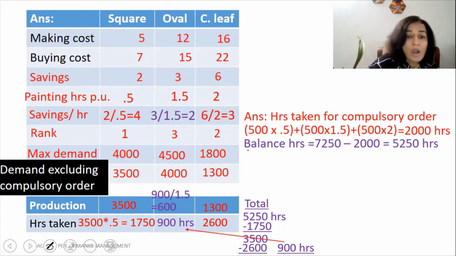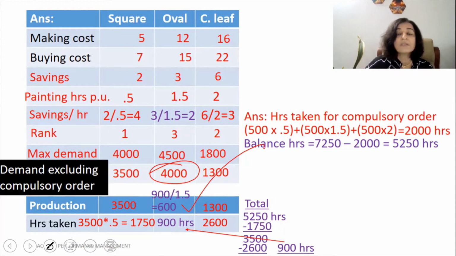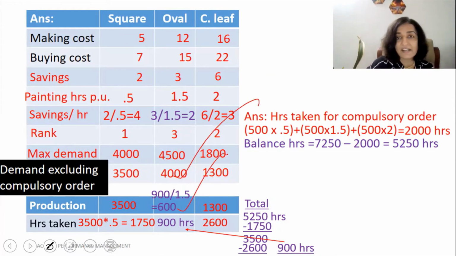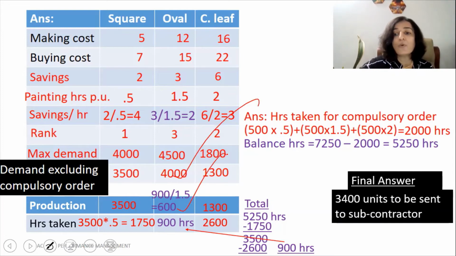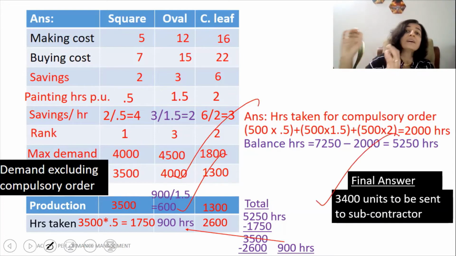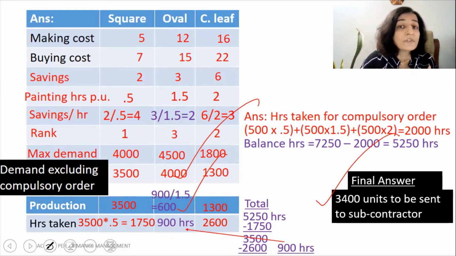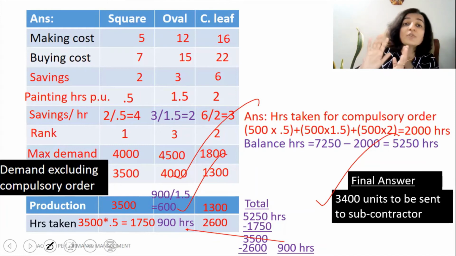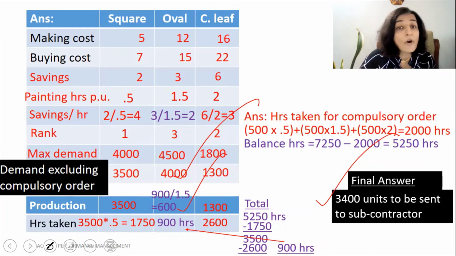So what should we do? Out of 4,000, 600 we can paint in-house. So what is the balance? 4,000 minus 600, that is 3,400 units have to be sent to the subcontractor, or we should give the painting work outside. This is the way in which we have to decide how many units have to be given outside for painting. And this decision will maximize your profit.